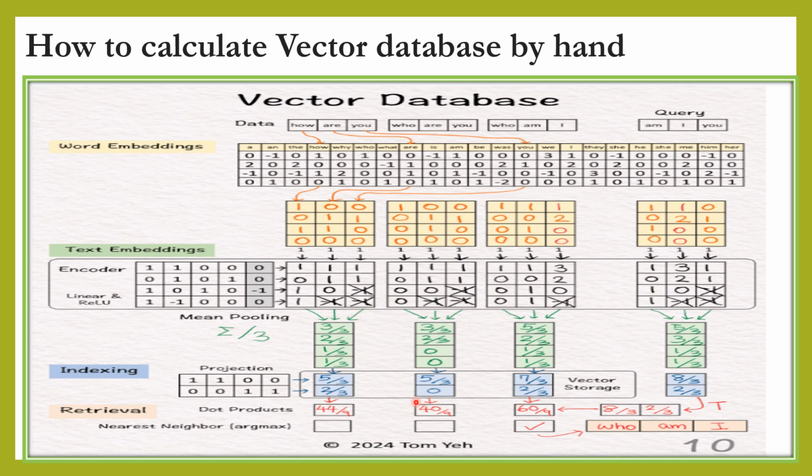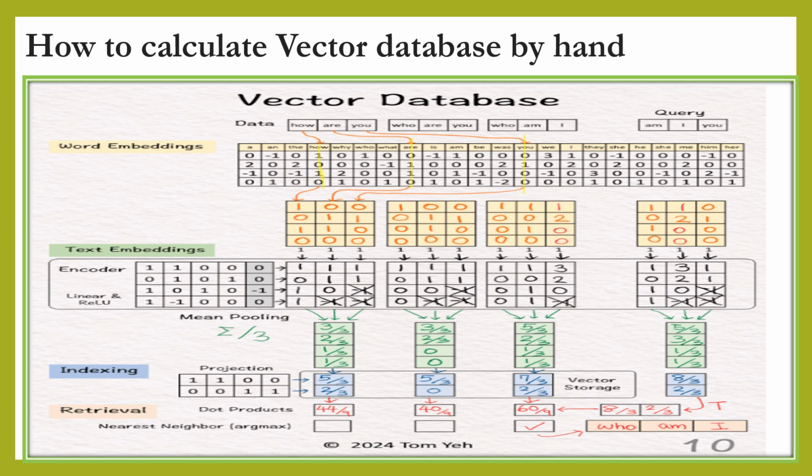So let's understand this thing. Here we are given this database. "How are you", so we'll check. It is one. "How", we will take this. "How are you". So here we have taken 1010, 0110 and like this.